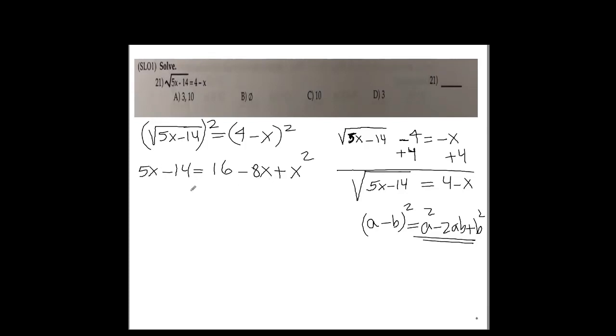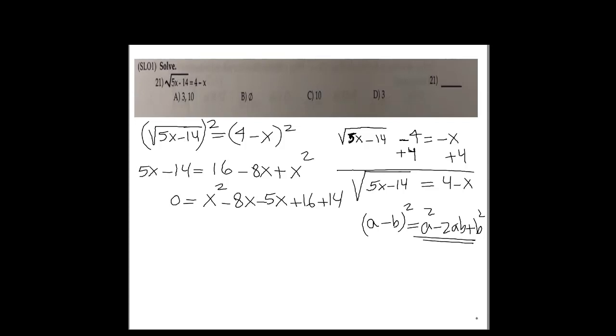So let's move everything to the right since our x squared is already on the right. I'm going to write it in order too. I'm going to write x squared first and then put minus 8x. Then I'm going to subtract 5x from both sides of the equation. So all the x terms go to the right. And then I have 16 here. I need to move the 14 to the other side. So I'm going to add 14 to both sides of the equation. So I'm forcing everything to go to one side of the equation like that.